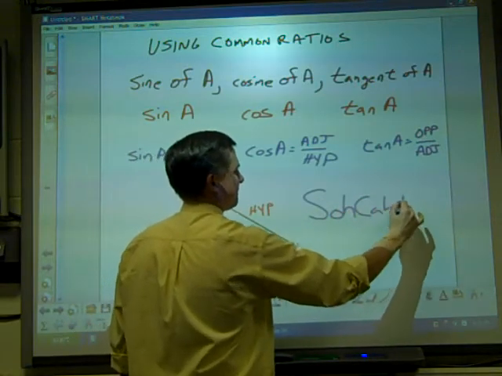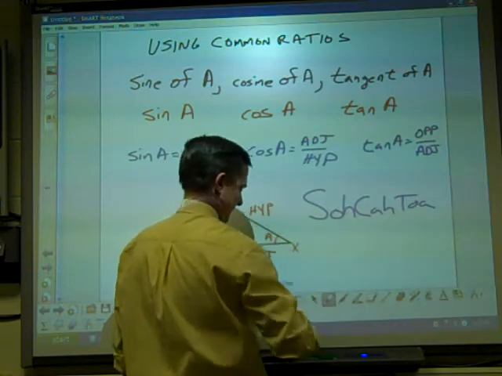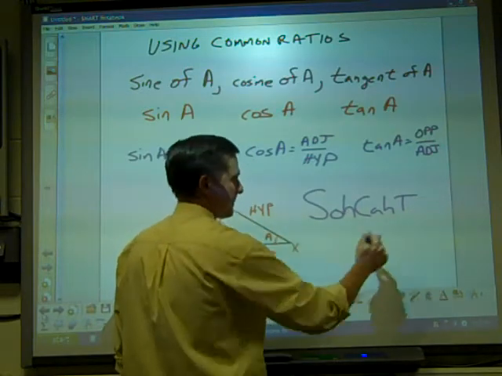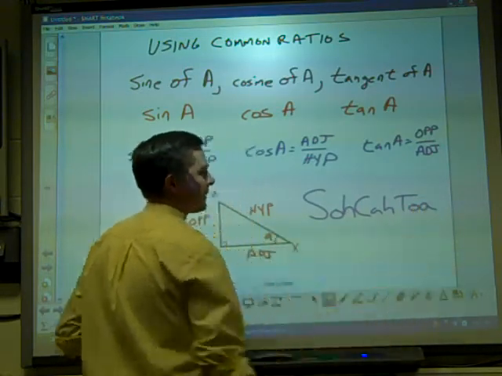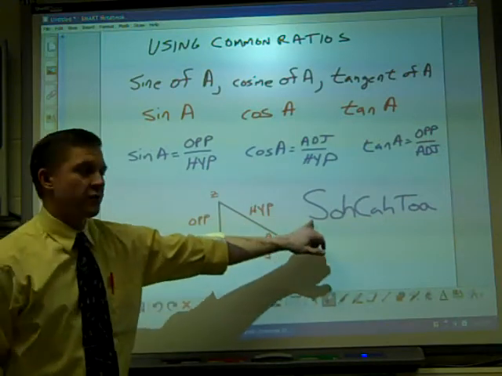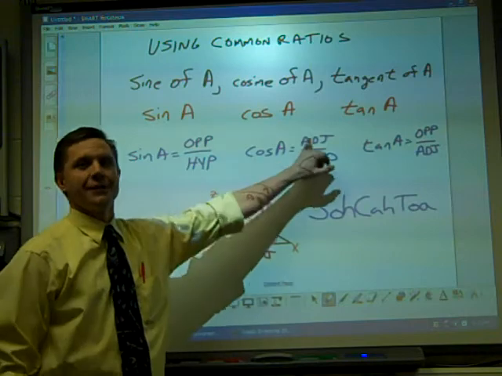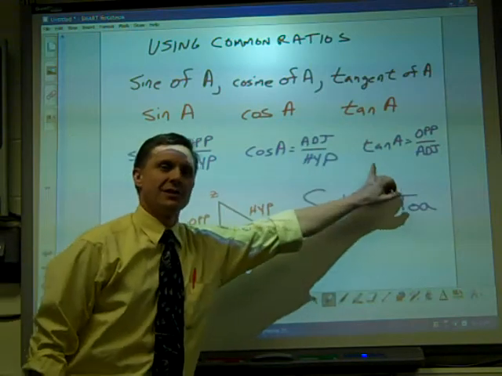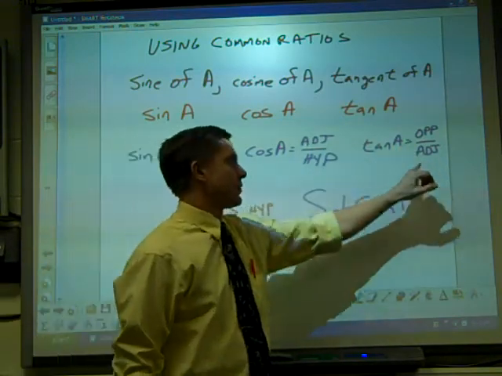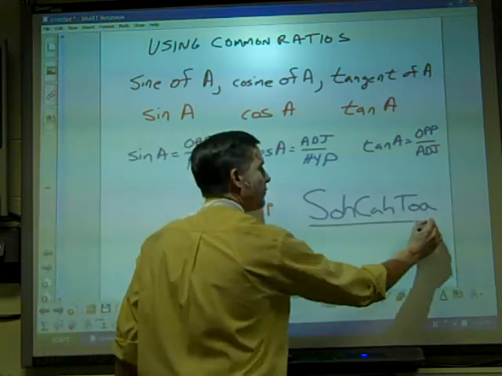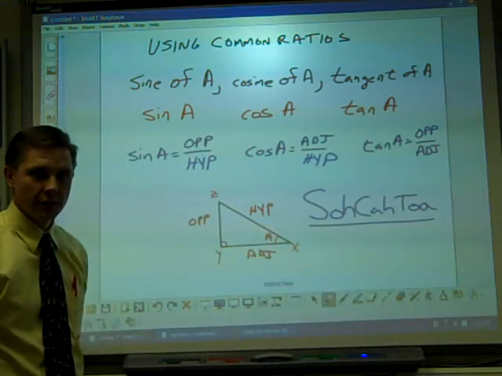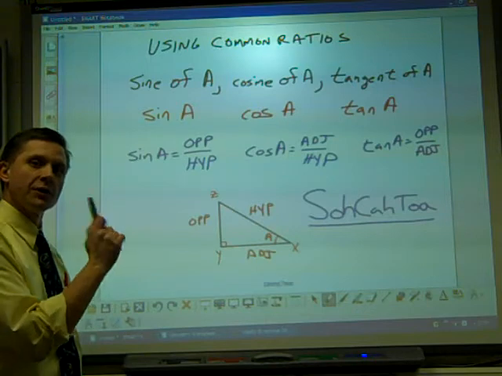SOH CAH TOA. Where the S stands for sine, opposite over hypotenuse. C stands for cosine, adjacent over hypotenuse. T stands for tangent, opposite over adjacent. And every time we want to do a ratio for trig, for trigonometry, we're going to use SOH CAH TOA.